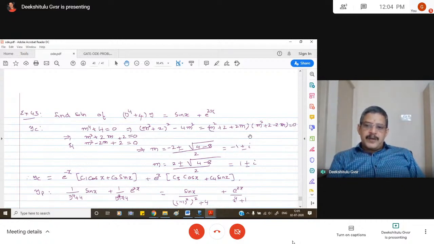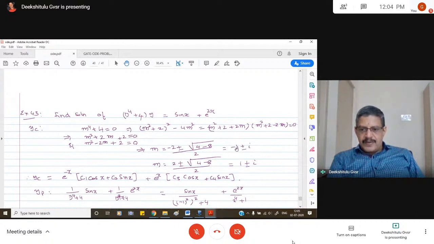So for the first roots, e power alpha x, where alpha is minus 1. Here alpha is 1. Here e power alpha x means e power minus x (c1 cos beta x plus c2 sin beta x). Beta is 1. The roots are alpha plus i beta.